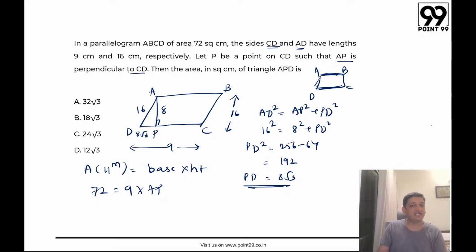And now we can easily find out the area of triangle APD. Half into base into height, half into 8 root 3 into 8. So you will get 32 root 3 as the answer. So option A is indeed correct.